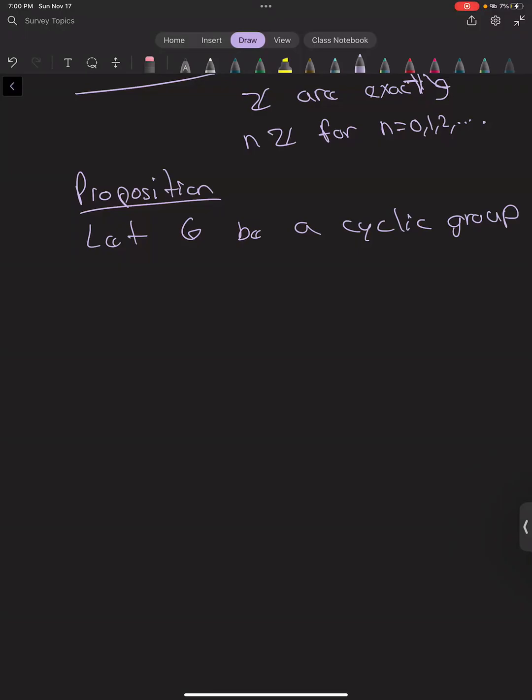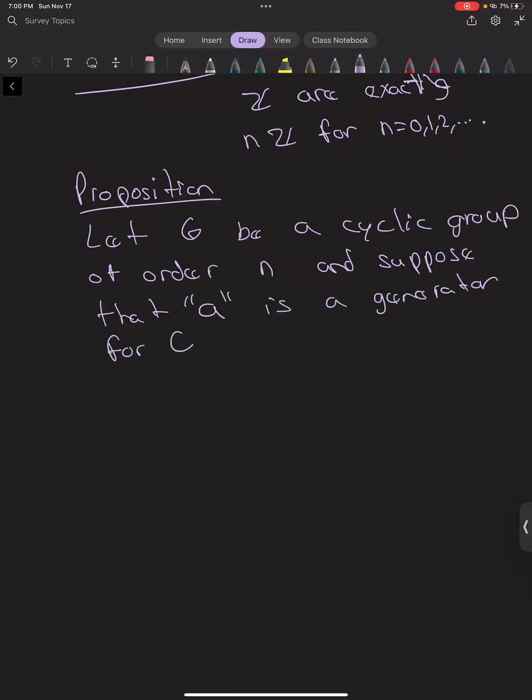If there is a problem, a proposition you need is this one. Let G be a cyclic group of order n and suppose that A is a generator for G. Then A to the K is the identity if and only if n divides K. Sorry it was a little long, but I want to make sure I cover all these cyclic groups to give you enough material for the homework.